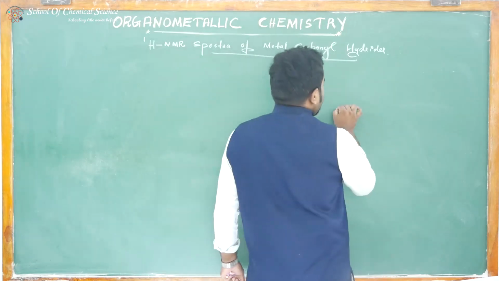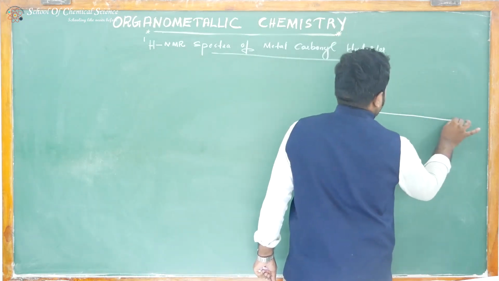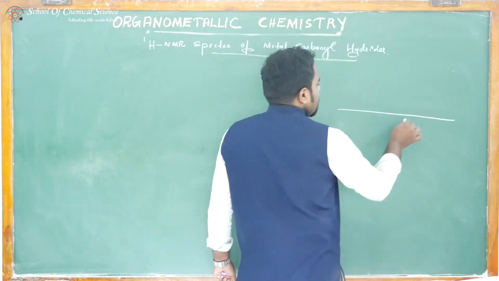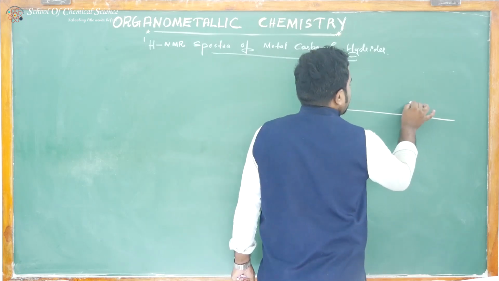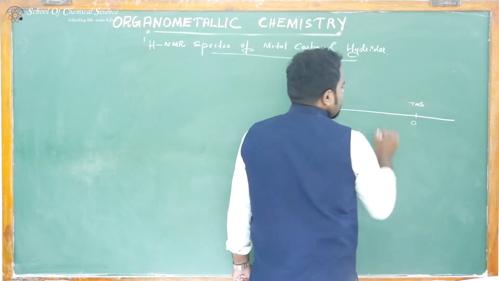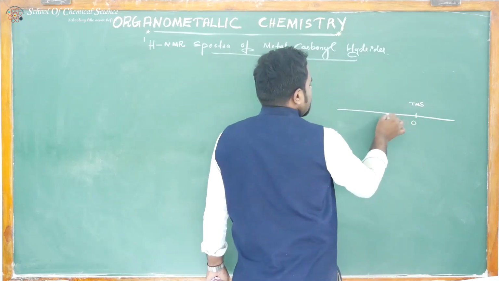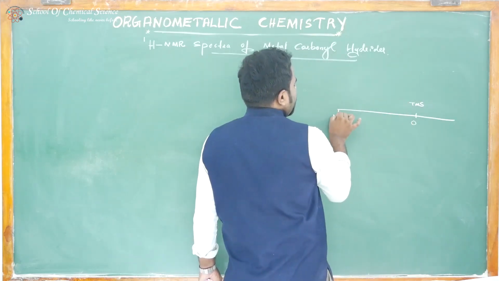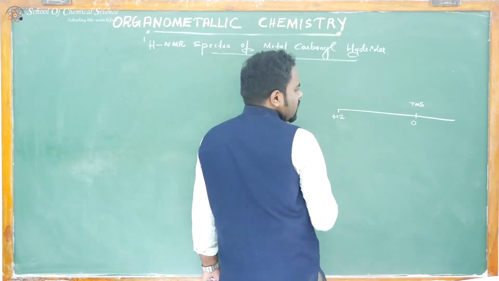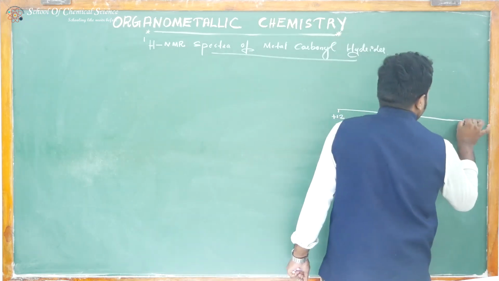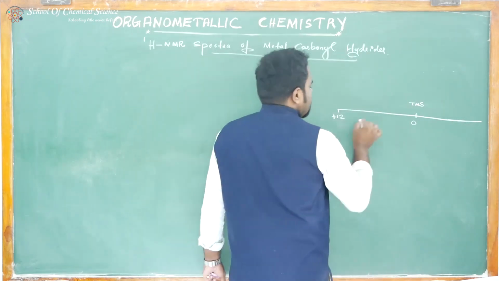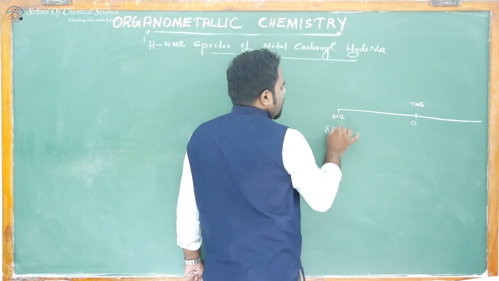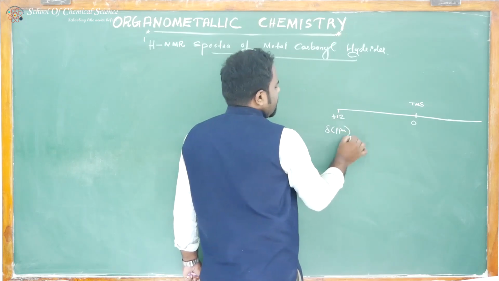Chemical shift. This is the delta scale. At 0, TMS is there, which is the reference. And here 0 to plus 12 is the normal range. And this is the minus value. Delta is in the units of parts per million.